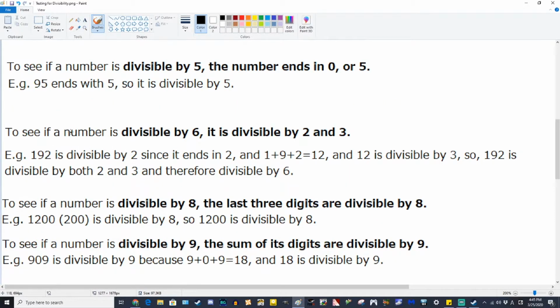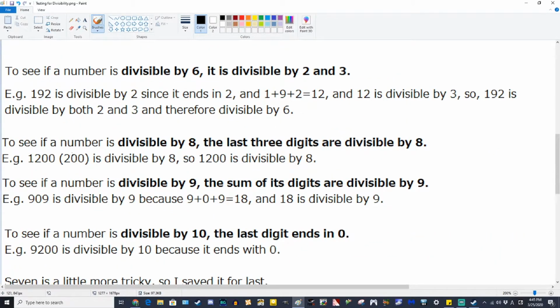To see if a number is divisible by 6, it is divisible by 2 and 3. So here's my example. 192 is divisible by 2 since it ends in 2. And since it ends in 2, we know it's divisible by 2. This is just me doing the other tests we learned earlier. And 1 plus 9 plus 2 equals 12. And 12 is divisible by 3. So we know that 192 is divisible by both 2 and 3, and therefore it is divisible by 6, because it's divisible by 2 and 3.